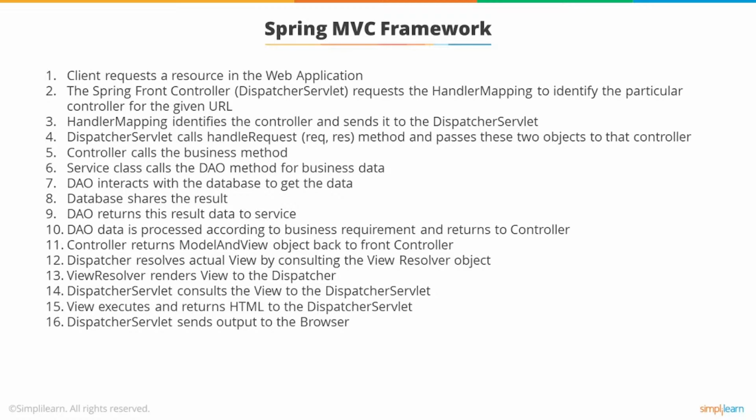DAO returns this result data to service. Data is processed according to business requirements and returned to the controller. Controller returns the model and view object back to the front controller. Dispatcher resolves the actual view by consulting the view resolver object. View resolver returns the view to the dispatcher. Dispatcher servlet consults the view. View executes and returns HTML to the dispatcher servlet. Dispatcher servlet sends output to the browser.